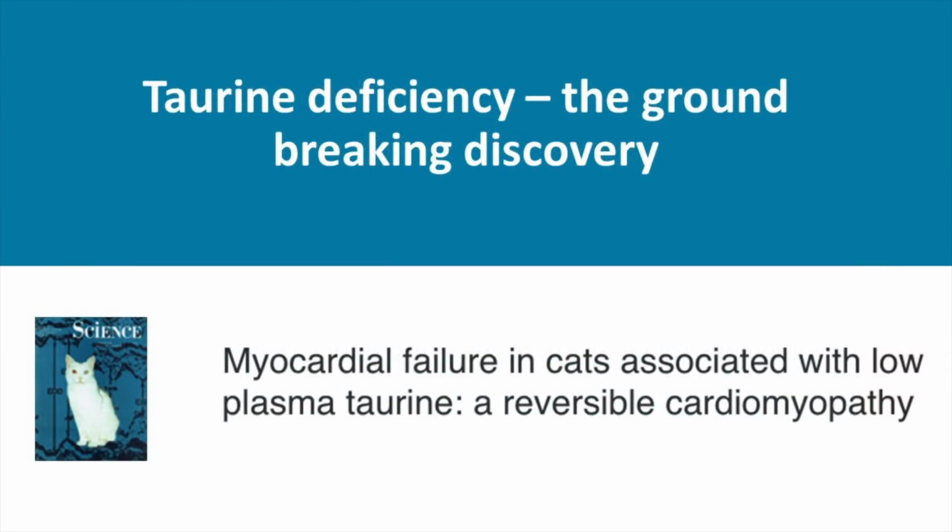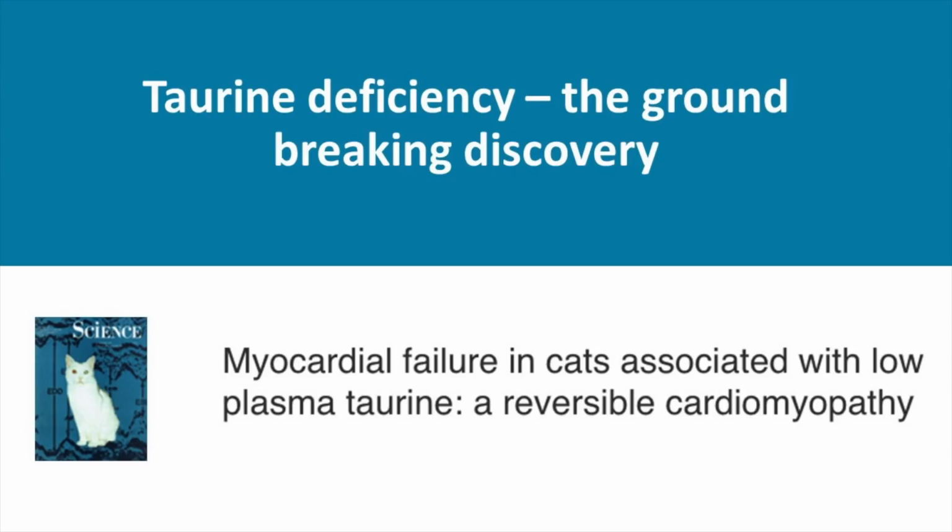Well, we've known about taurine for a really long time, but the groundbreaking discovery was in 1987 when Dr. Paul Pion discovered, and this is actually a picture of one of the cats from his study with two different color eyes that somebody took, and this was the cover of Science magazine, which is like a huge international magazine. So this was myocardial failure in cats associated with low plasma taurine, and it was reversible.